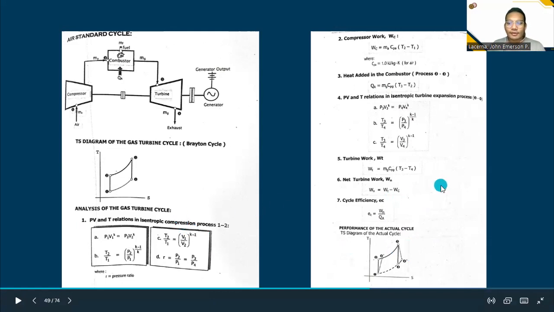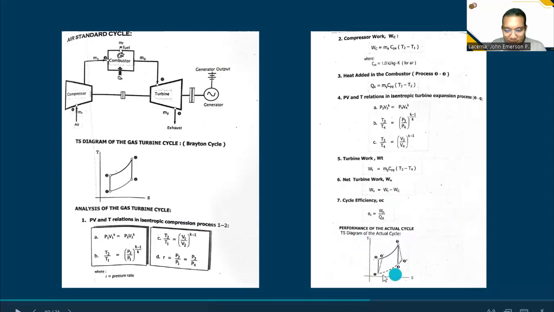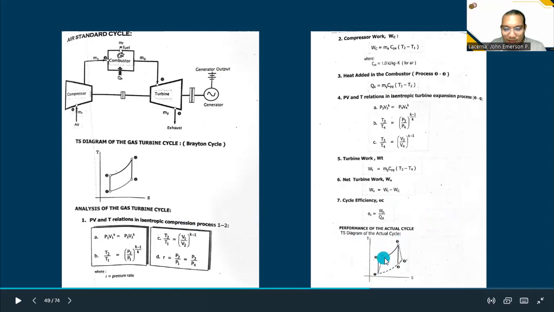How about the performance of the actual cycle? This is the TS diagram of the actual cycle. So kita nyo dito, nagkaroon ng dotted lines, and then we have dashed broken lines. Unlike dito na constant, kasi actual na siya. Hindi na siya yung ideal na value ng temperature and ng ating entropy.